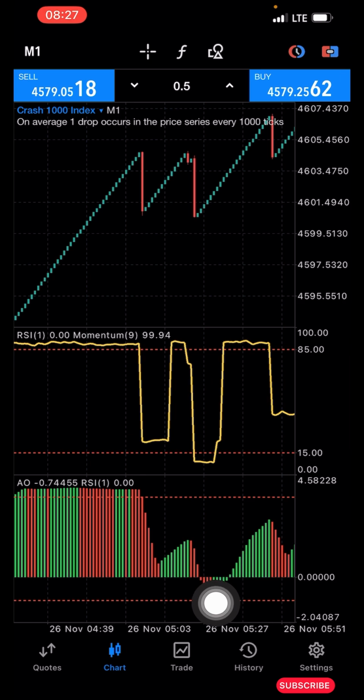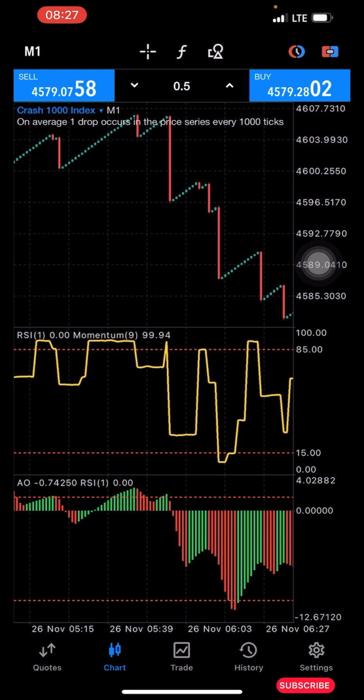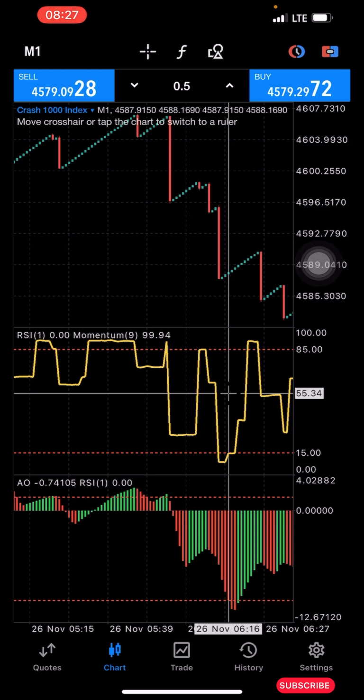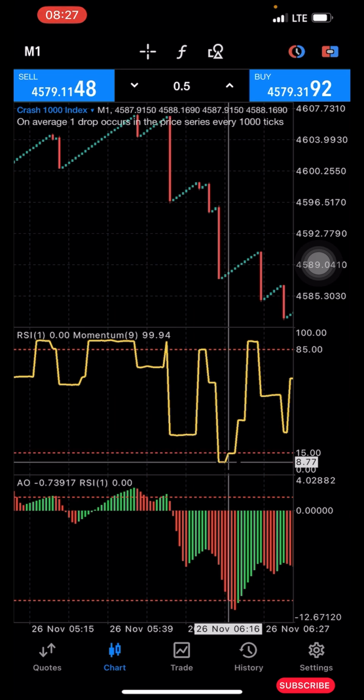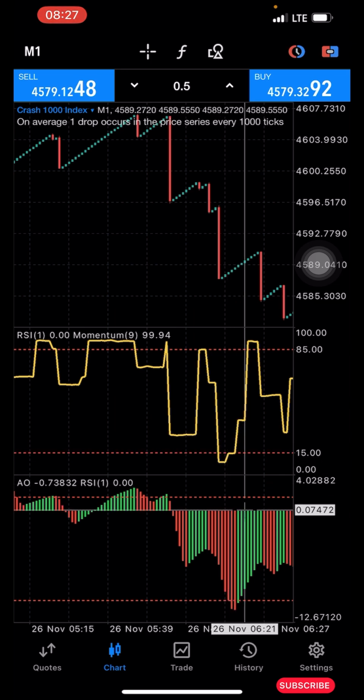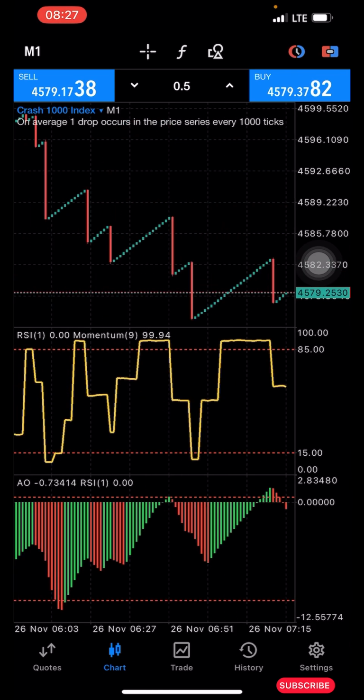You can see here again around this area, immediately it's changed to green. You pick 5 candles and then you exit. So that's how the strategy works. All right, so you can see here around this place the momentum is at the oversold level. Immediately it changed to green. You pick your 5 candles and you are out of the market.